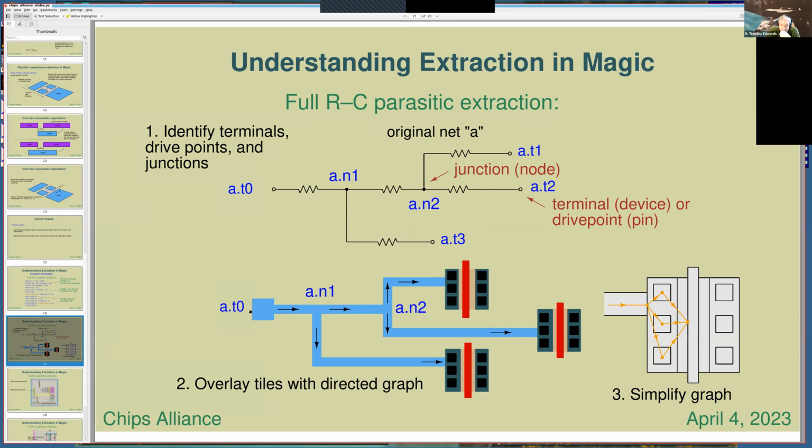And once you've got all that information, you can overlay your geometry with some directed graph that says, okay, this is the way the current is flowing through each of these wires. And then from that, figure out what the wire geometry is, what the width and length are, and come up with resistance. And once you've got this graph of resistances, you can run it through a simplification in which you combine resistors in series and parallel until you've got a fairly simplified expression where you've just got internal nodes where your resistors are branching, terminals where you land on a device source or drain or a pin, and hopefully just a single resistor in between those.